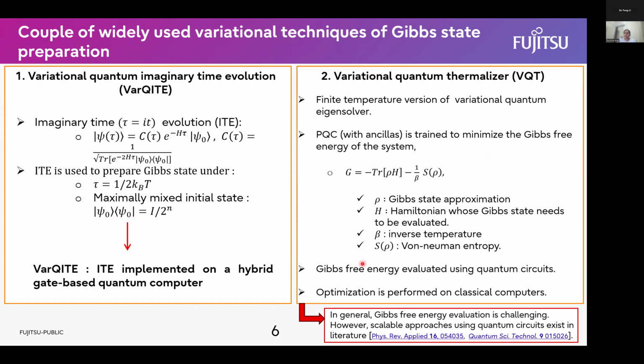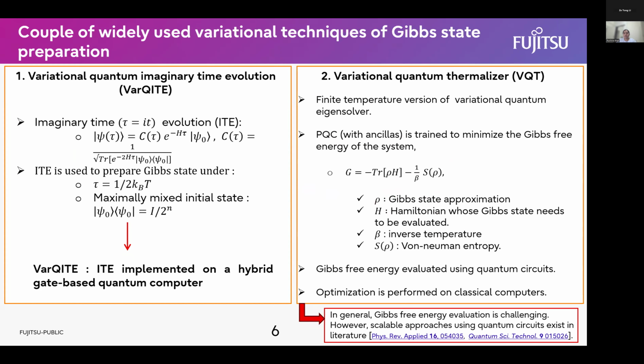So generally, the Gibbs free energy is evaluated using quantum circuits on a quantum computer, and the optimization step is performed on classical computers. But since the evaluation of the entropy term is generally difficult on quantum computers because of the presence of log rho, there are several alternative approximation approaches which have been used in the literature to approximately evaluate the Gibbs free energy. I have cited two such examples here.